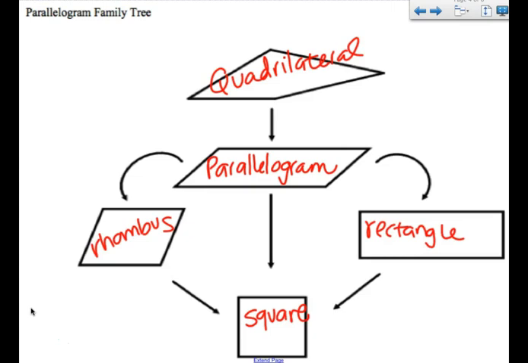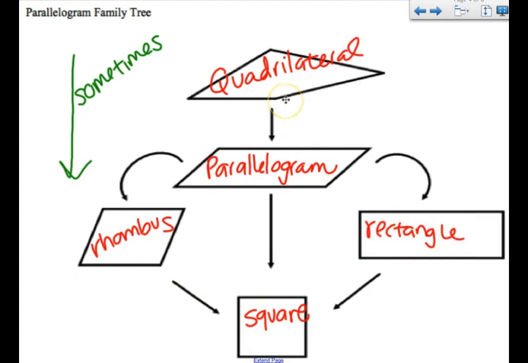So we're going to look at some sometimes, always, never problems, which can be kind of tricky, because guess what? A square is a rectangle. And a square is also a rhombus, and that kind of confuses people. So going down, it could be true sometimes. A quadrilateral can sometimes be a parallelogram if it has all parallel sides. A rhombus could sometimes be a square if it had all right angles. And a rectangle could sometimes be a square if all the sides were the same.